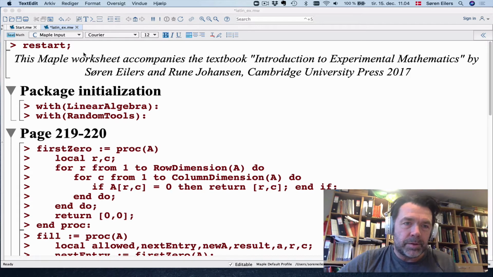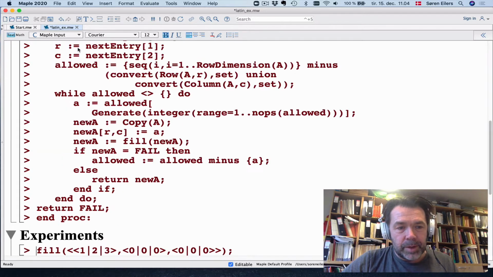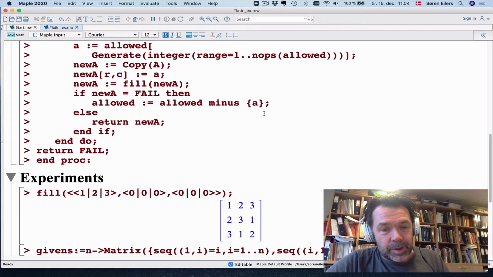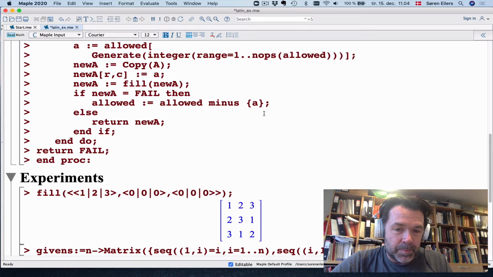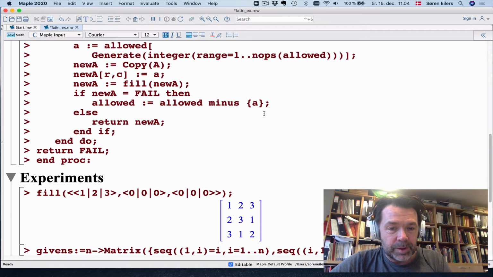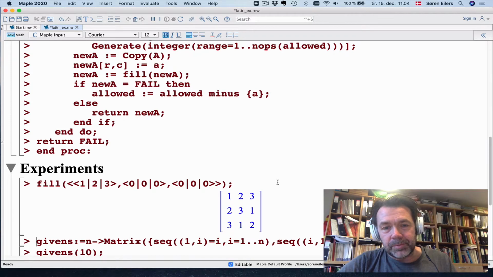So let's look at another quick little example using randomness. This has to do with Latin squares. A Latin square is an n by n matrix, if you like, where you see the numbers from 1 to n once in every row and once in every column. And this, of course, is an old pastime.